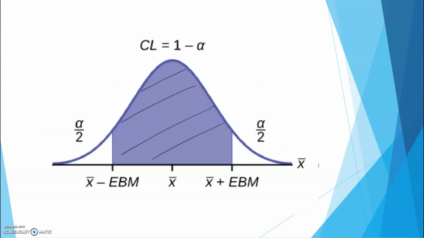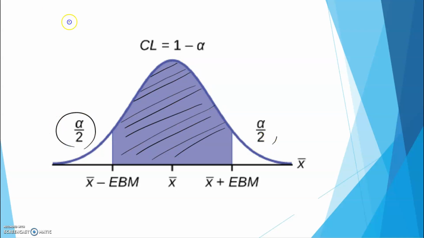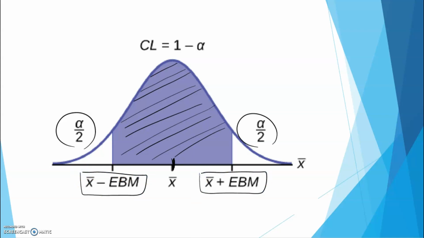Your confidence level will go in the middle of your normal distribution like it is here. On either side, you'll have alpha over 2. Your mean will be in the middle. The lower bound for your confidence interval will be here, and the upper bound for your confidence interval will be here.